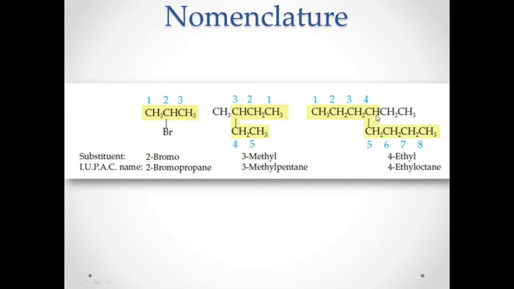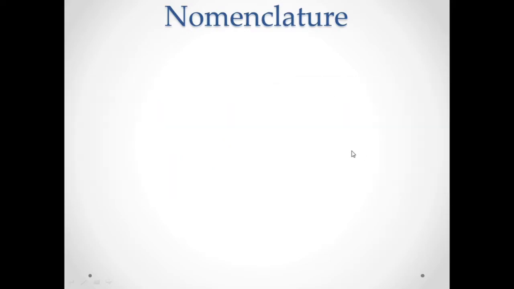So the name would now be 4-ethyl because this is an alkyl. Okay, that is actually ethyl because it has 2 carbons. Okay, so that is ethyl. So 4-ethyloctane. So that is correct.